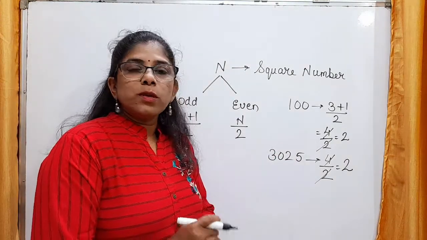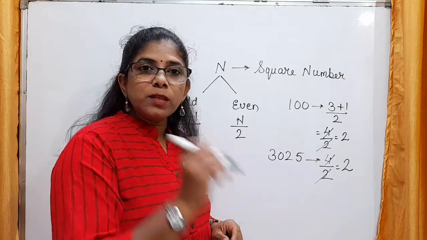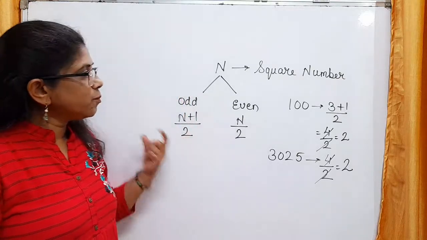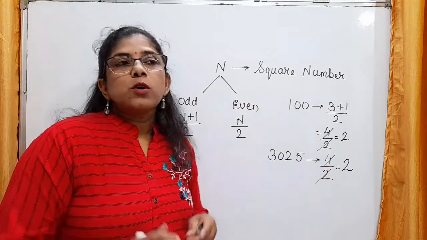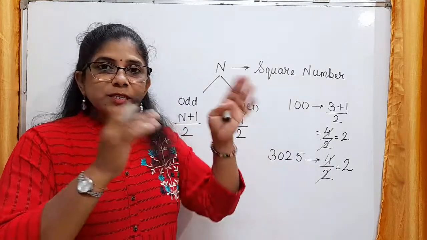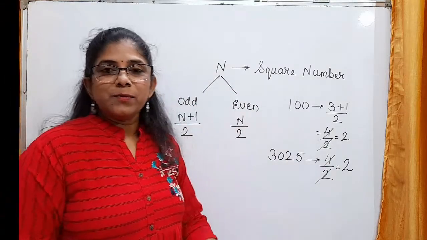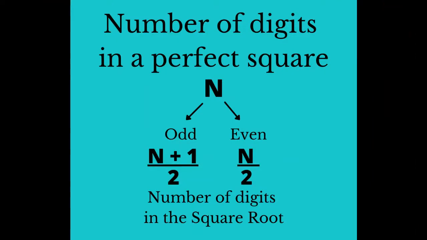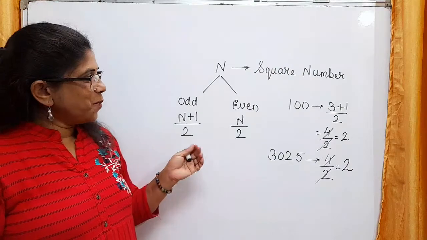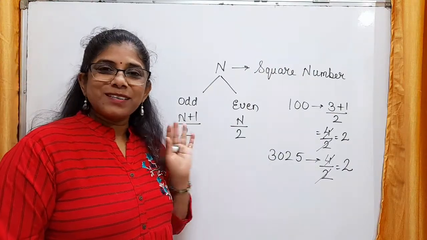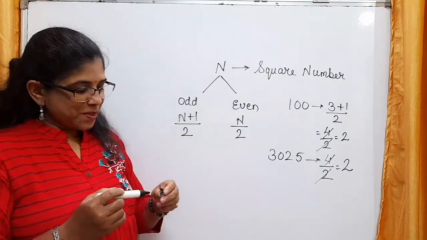So if you know the number of digits in the perfect square of the number, you can easily find the number of digits in its square root. So this is how the number of digits in squares and square roots is related. So hope even this fact is quite clear to you.